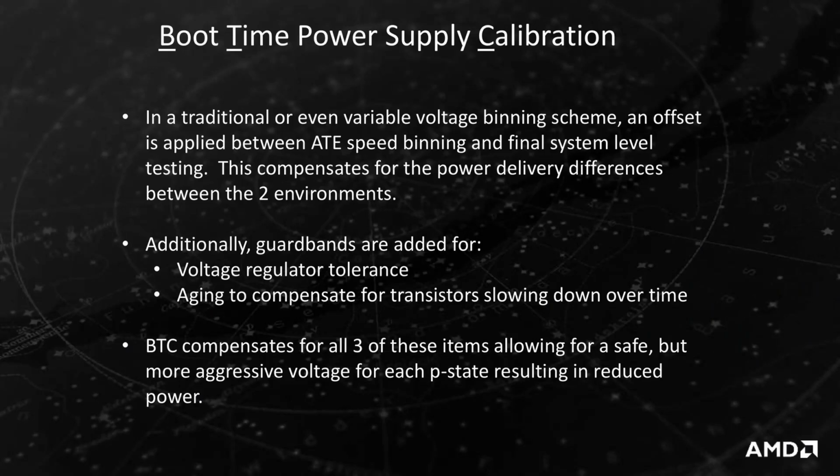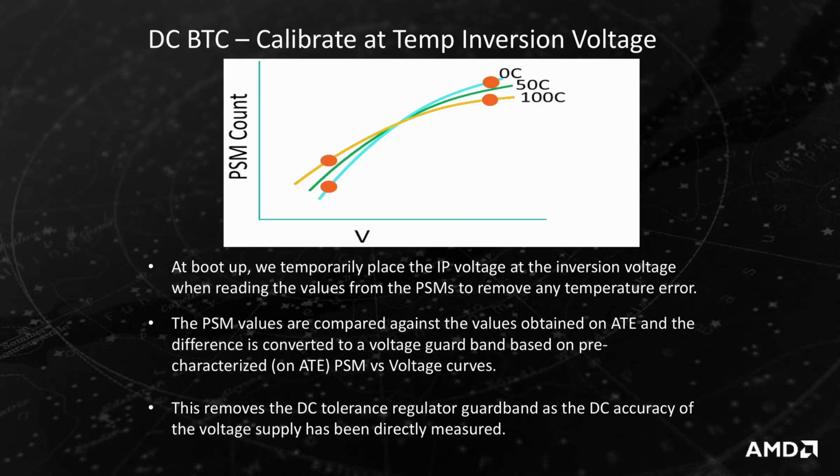AMD employs a boot time calibration (BTC) process to fine-tune the voltage offset. Essentially, during the boot process, the CPU can check the quality of the power delivery. Based on the quality, it then offsets the factory-fused VFD table. If you have a great power supply, the offset will be smaller. If you have a terrible power supply, then the offset will be greater.